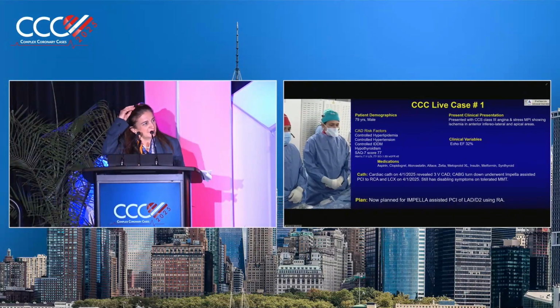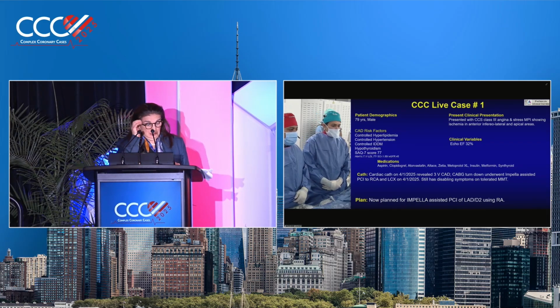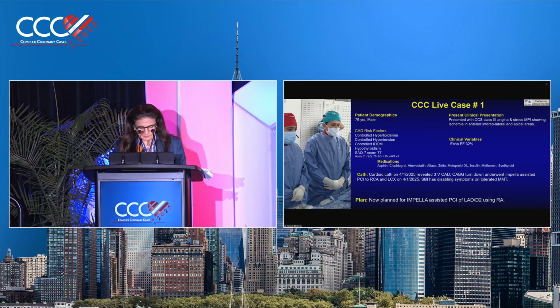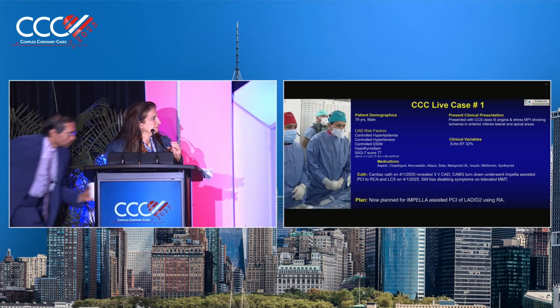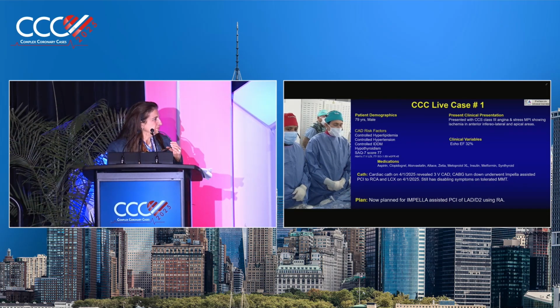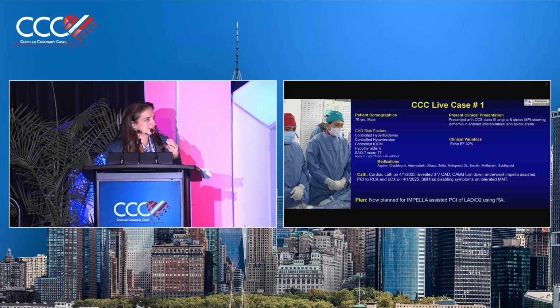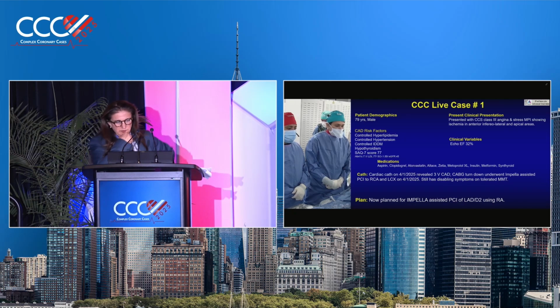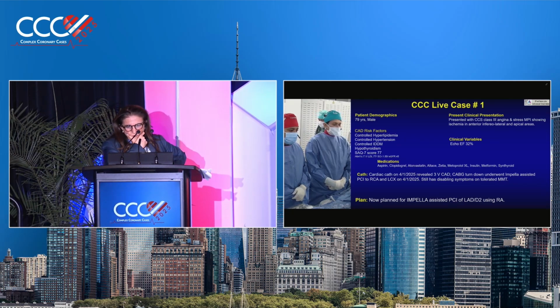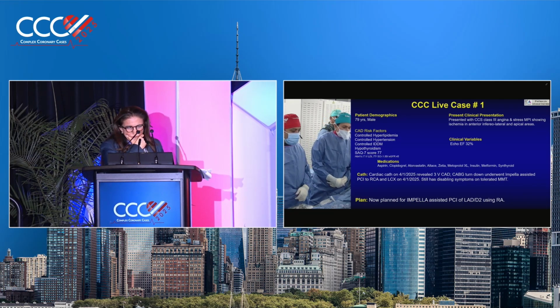Okay, case number 1. So this is a 79-year-old male with the known risk factors, as you see: hyperlipidemia, hypertension, diabetes, and hypothyroidism. Had known positive stress, ongoing angina, was referred for cath a few months back. 3-vessel disease and had an EF of 32. You see the SAQ score of 77. And his hemoglobin A1C was around 7. Was on good medical therapy even then.